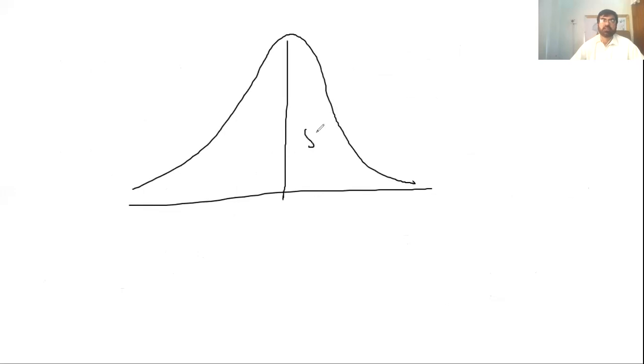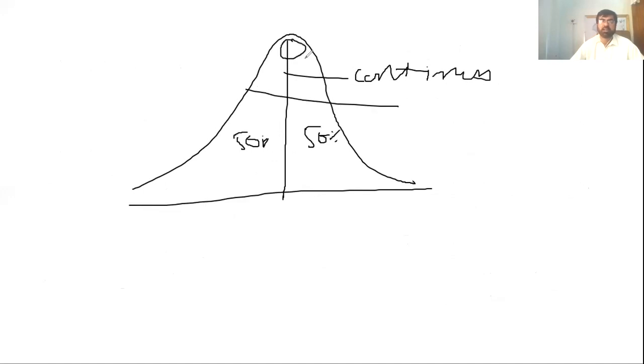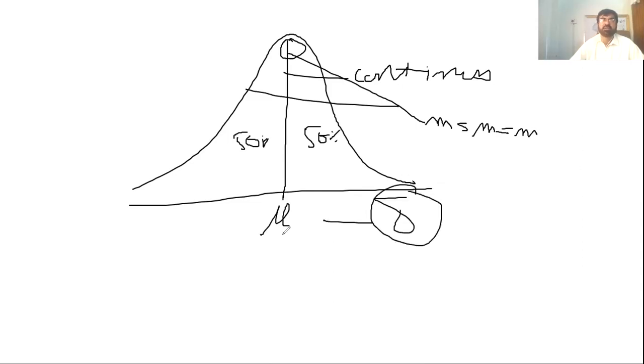Symmetrical: 50% of the data over here and 50% of the data over here if you cut it. It is continuous, which means most of the time it deals with a continuous variable. It is bell shaped. Mean, median, and mode take the same place: mean is equal to median is equal to mode. And it is determined by two parameters, the mean mu and the standard deviation sigma. So these are the two parameters through which you can determine the normal distribution.